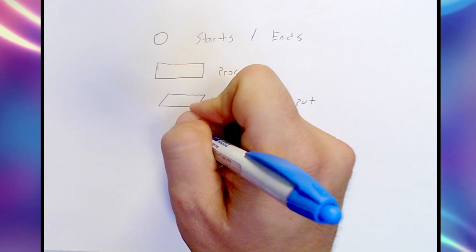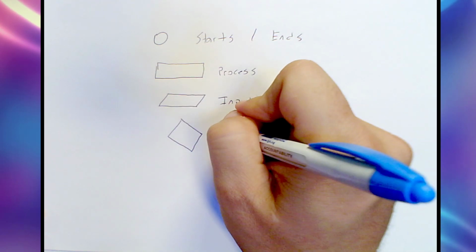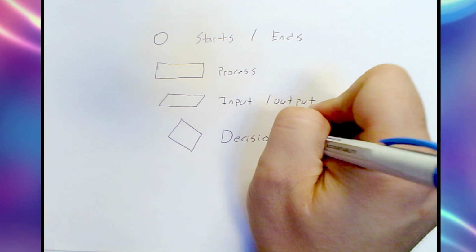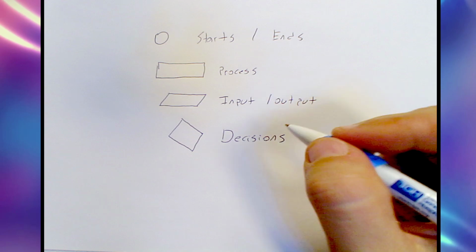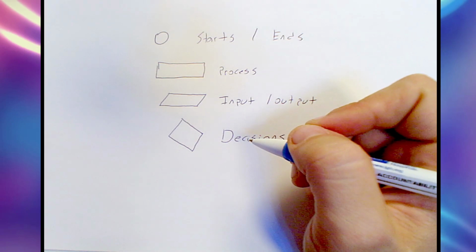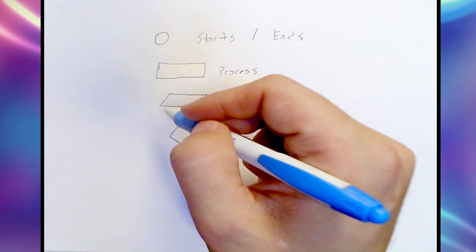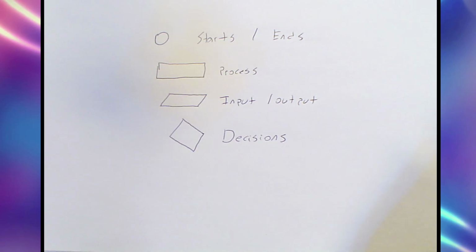We also have what's called a diamond. These diamonds represent decisions. You will learn about this later in the course, but basically decisions are what make applications smart. If you wanted an application where if this value was true, go down this path, versus if it was false, go down this path.